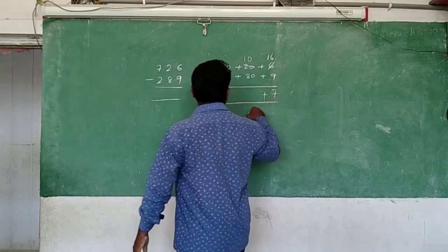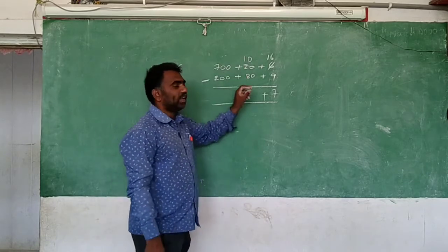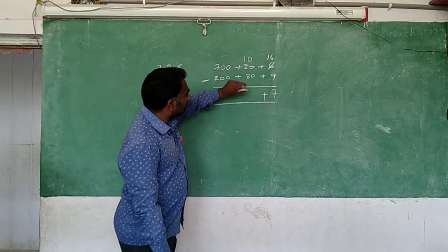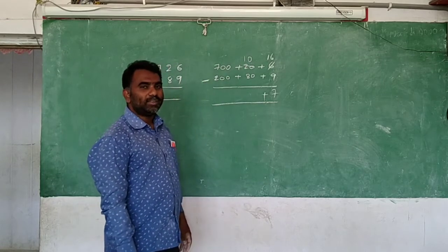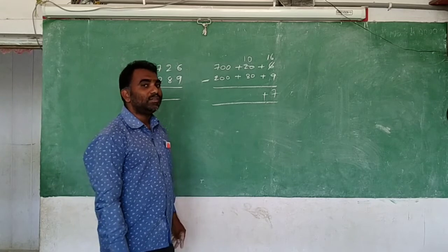Okay. Next, we will take the tens. From 10 you need to subtract 80. Is it possible? From 10, can you subtract 80? No, it is not possible. So what will we do?